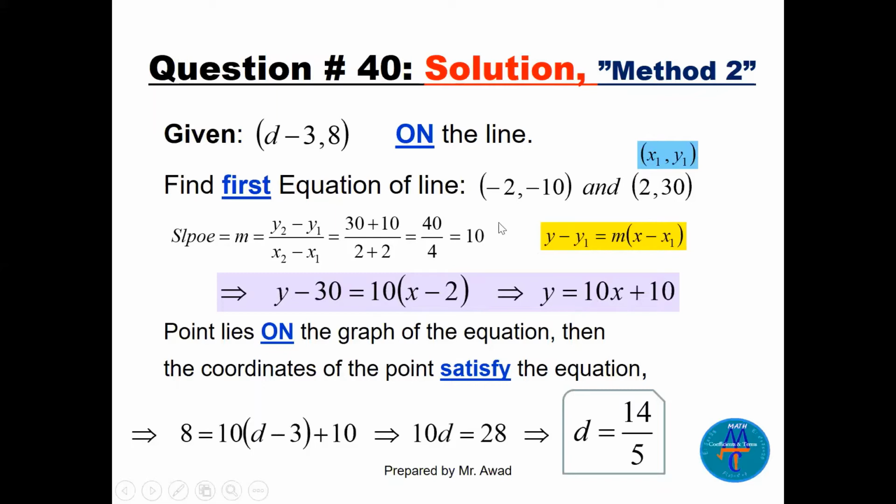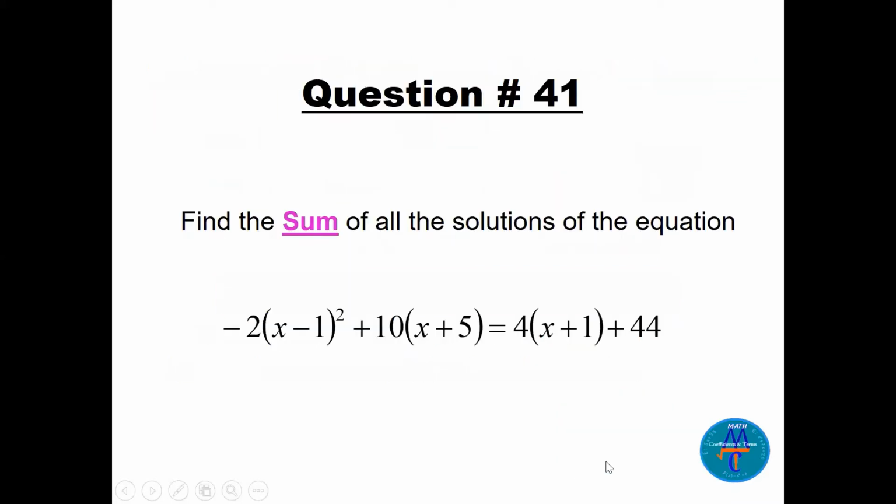Now this point is on the line, that means the coordinates of the point, which is x and y here, will satisfy this equation. So for y, I can put 8. There is a 10 here. For x, I can put d minus 3, plus this 10 here. When you simplify this equation, 10d minus 30, so it will be d equals 14 over 5, same answer.